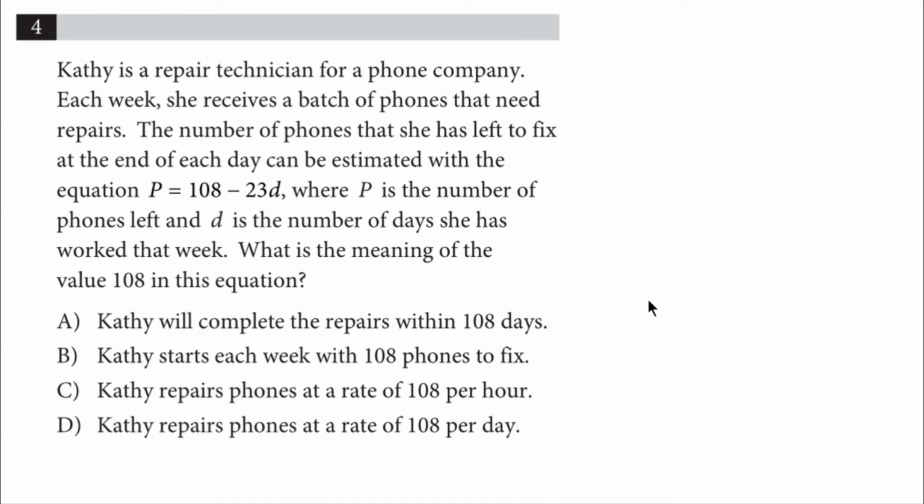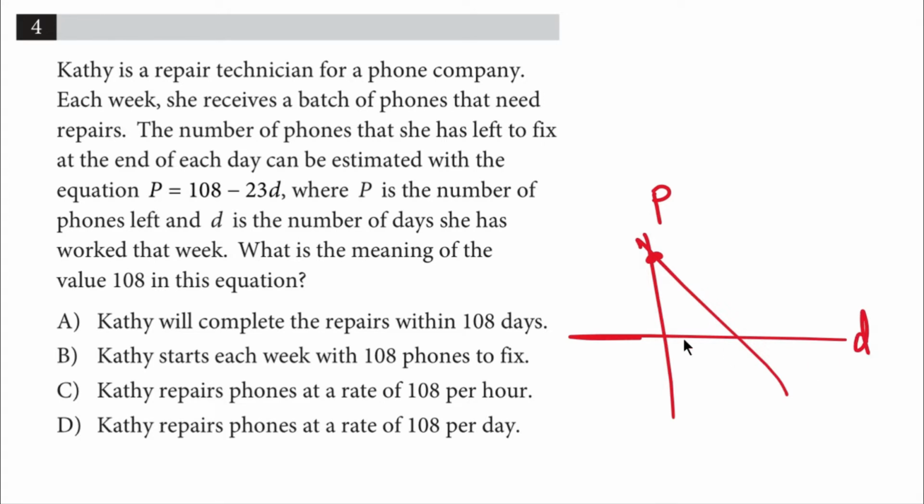As I have already told you, 108 is actually the y-intercept or the initial value in this equation, since it is a constant number. So if we think of the vertical axis as the number of phones, and if we think about the horizontal axis as the number of days left in that week, then in the beginning of the week, number of phones is equal to that y-intercept or that constant number, which is 108. Therefore, 108 is actually the amount of phones given to Katie at the beginning of each week.